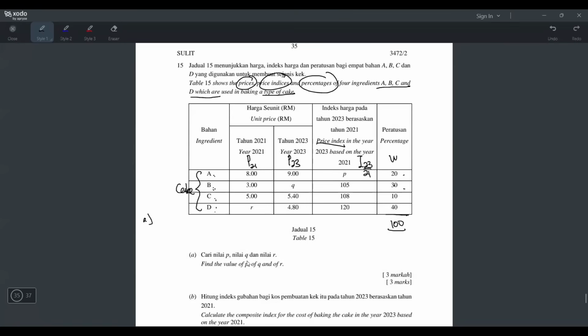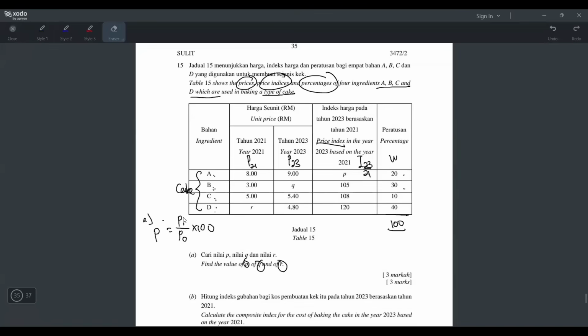So part A, they want to find value of PQR. Okay, the formula we use to find P is the I formula, right? The formula looks like this. I equals P1 over P0 times 100, right? In this case, your I will be P, right? So erase P. And then what is your P1 and P0?